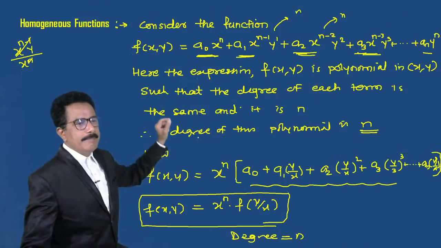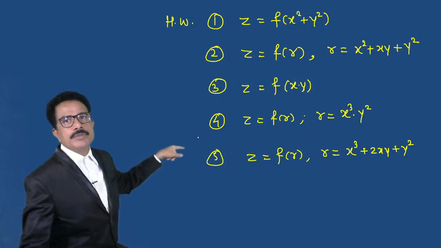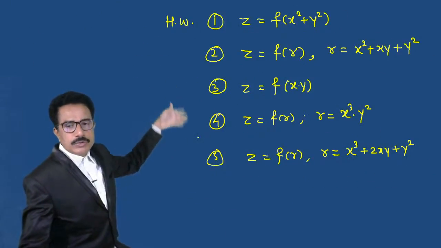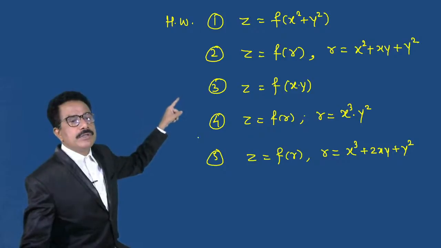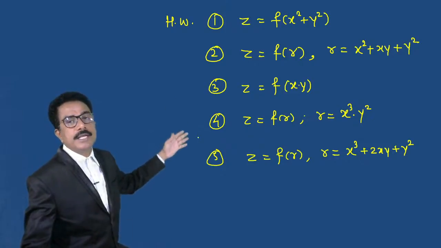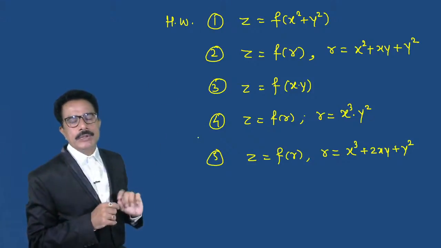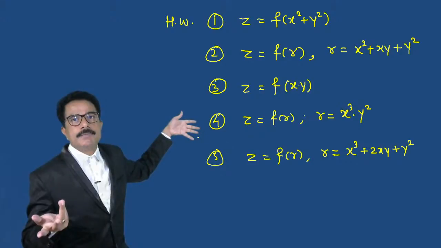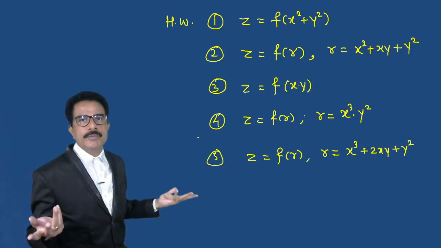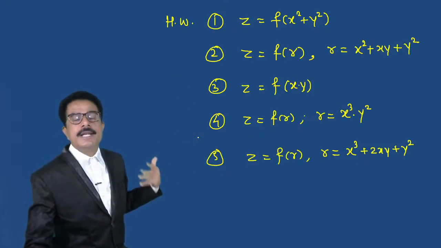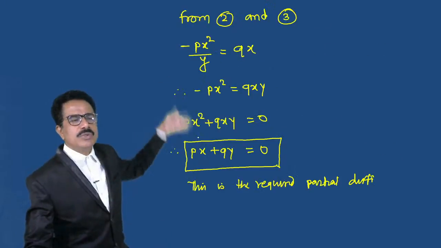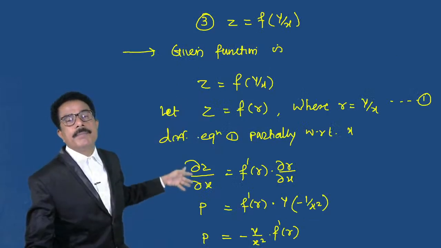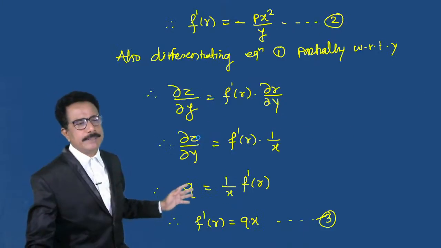Now see here, we have already solved problems by this method. We have solved problems based on this: z equals f of x square plus y square, z equals f of x. In these problems, the function may or may not be homogeneous. Here the function may be homogeneous, or it may not be. Then we have to find the partial differential equation by this method.